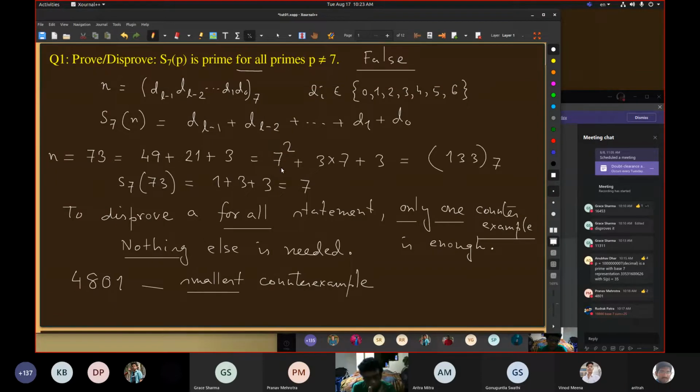Because this is a for-all statement, since this does not hold, there exists a prime P for which this is not prime. So you just find one such counterexample and you are done. I have done this mathematics to show the intuition why it is difficult to find counterexamples when P is small. Okay, is this fine?